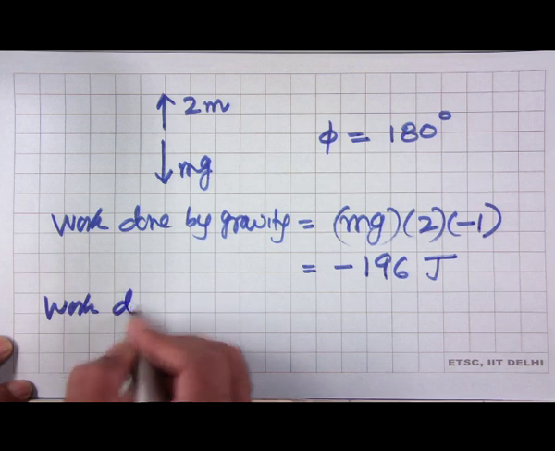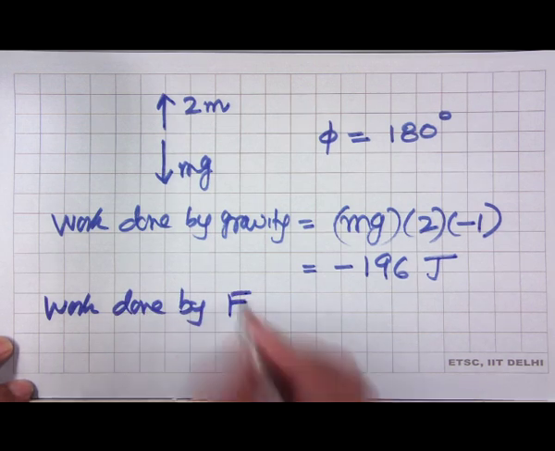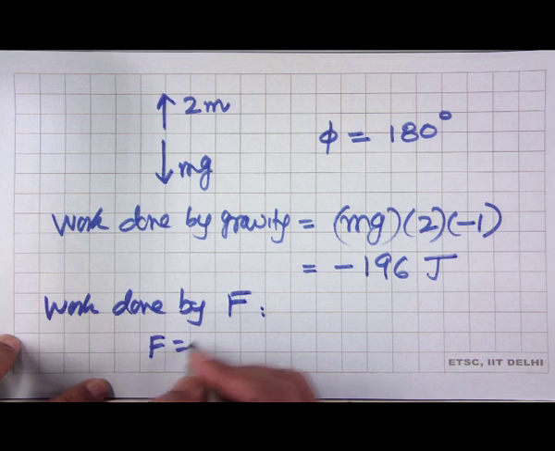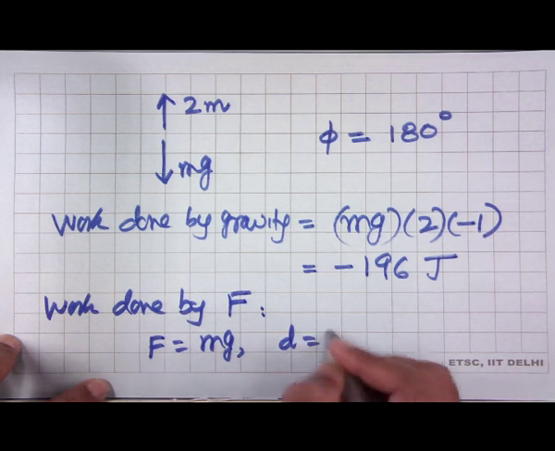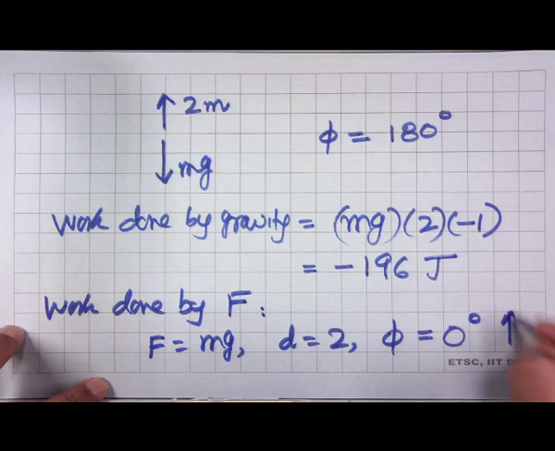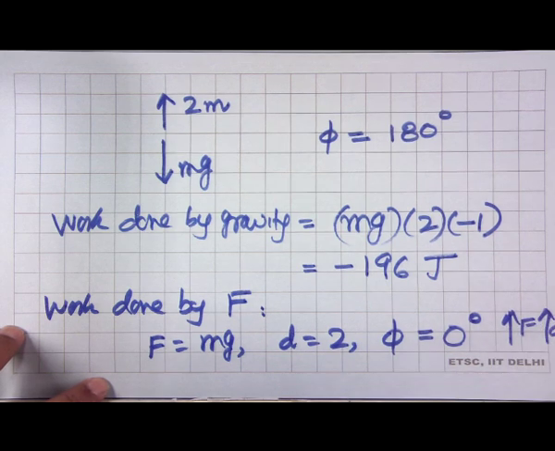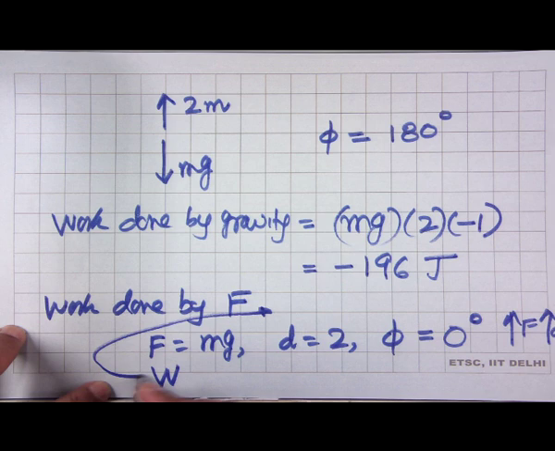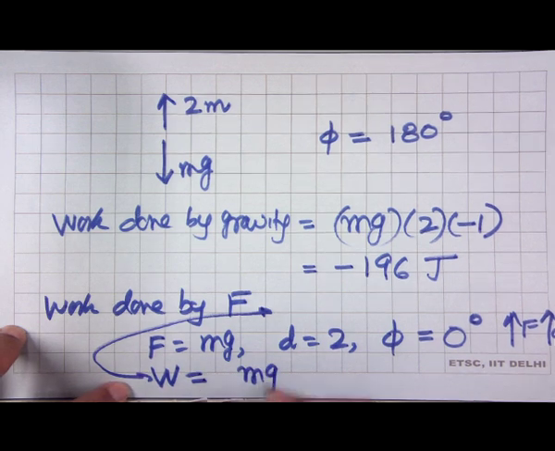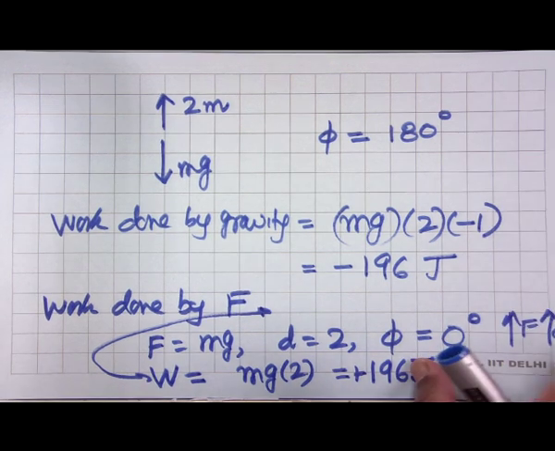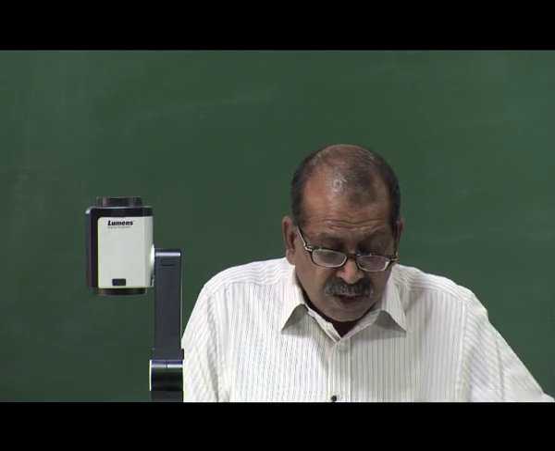Work done by force F which the student is applying. So, for this F is equal to mg, d is equal to 2 and phi is equal to 0 degrees, because now force is acting in this direction, displacement is the same. So, therefore, now this work done by F is equal to mg times 2, and this will be equal to plus 196 joules.